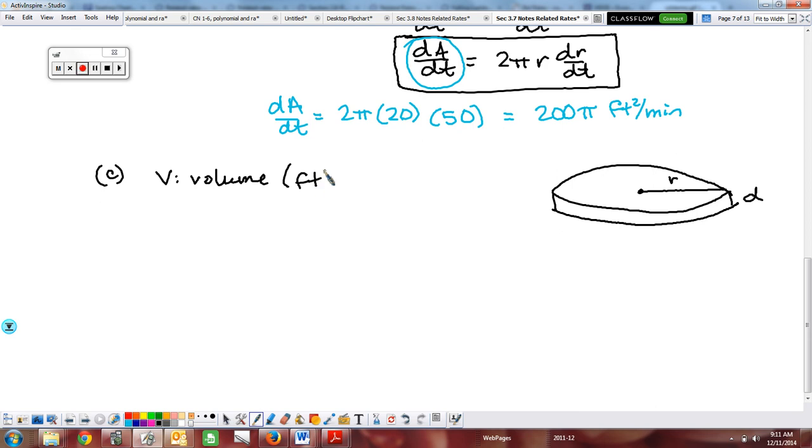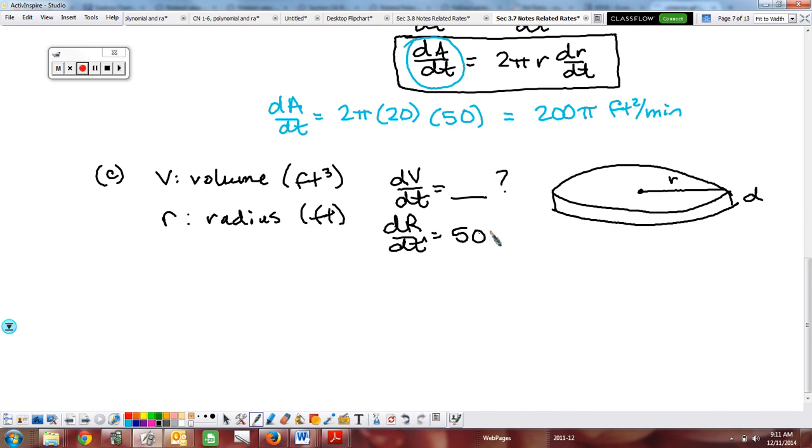Volume would have units of cubic feet, and I'm trying to find dV/dt. Okay, so I still have my R from above, and so I'm just going to rewrite this down so I have everything. R is my radius, measured in feet, and dr/dt was the 50 feet per minute.